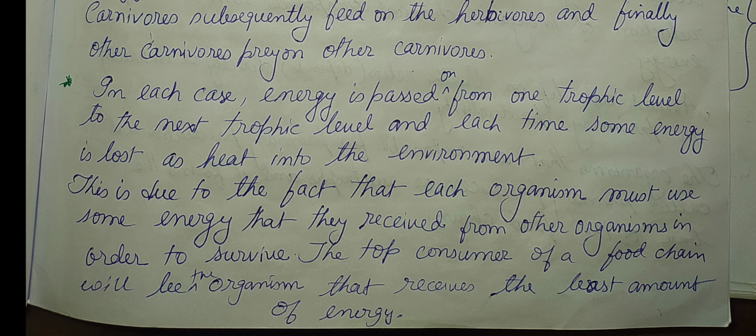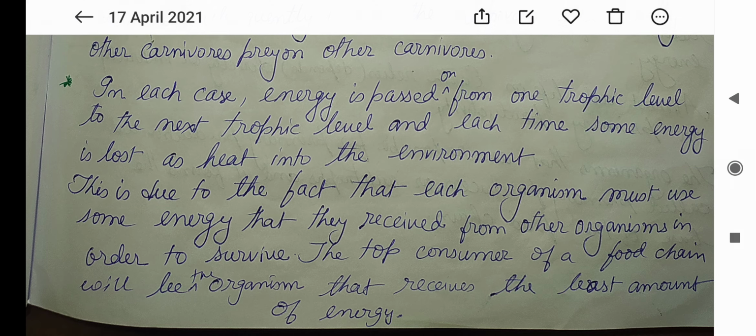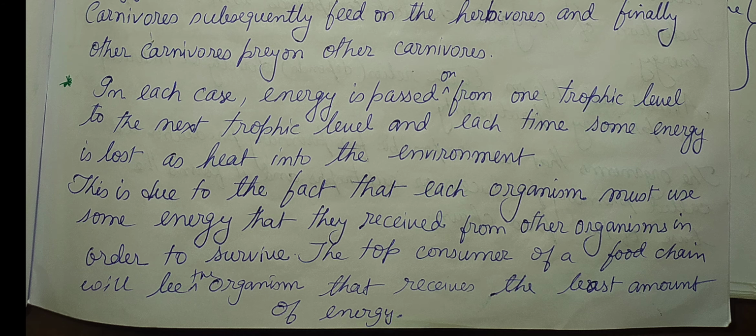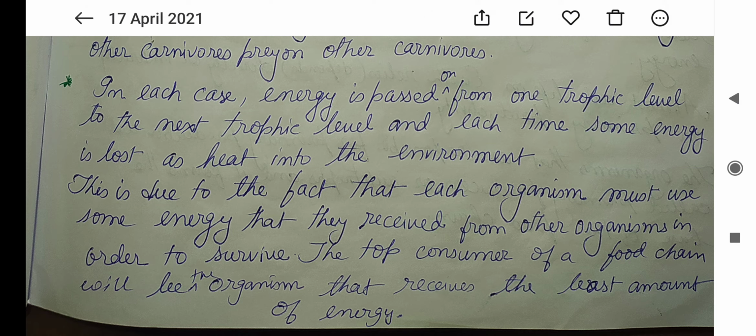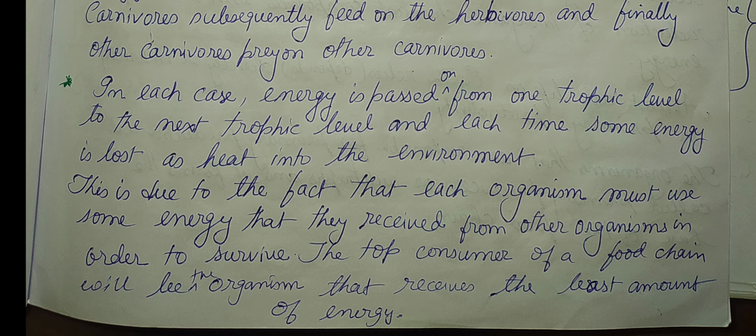Okay, because what happens actually, after getting that energy from the previous trophic level, each organism must use some of the energy they receive in order to survive, like respiration, other activities, reproduction, then protein formation. So most of the energy is getting used up, and you will see that the top consumer, the final consumer, after which there is no consumer level, will be the organism that receives the least amount of energy, and that's the reason they have to consume a large amount of animals of lower trophic levels in order to get sufficient energy. That's why tigers prey on many animals to get enough energy for them to get the food as well as the energy.